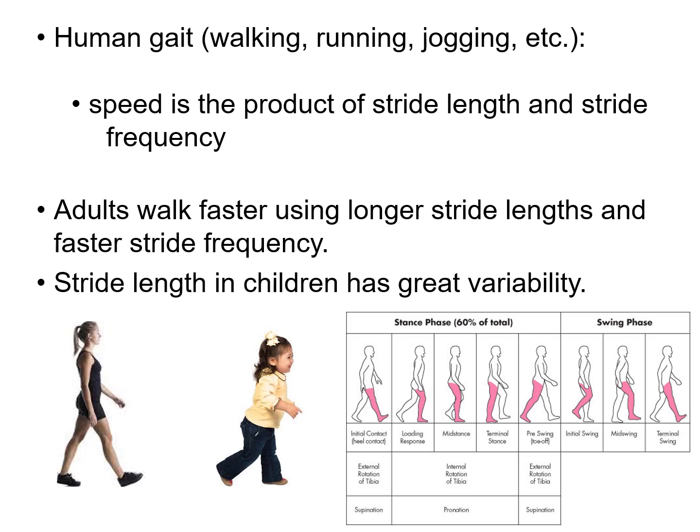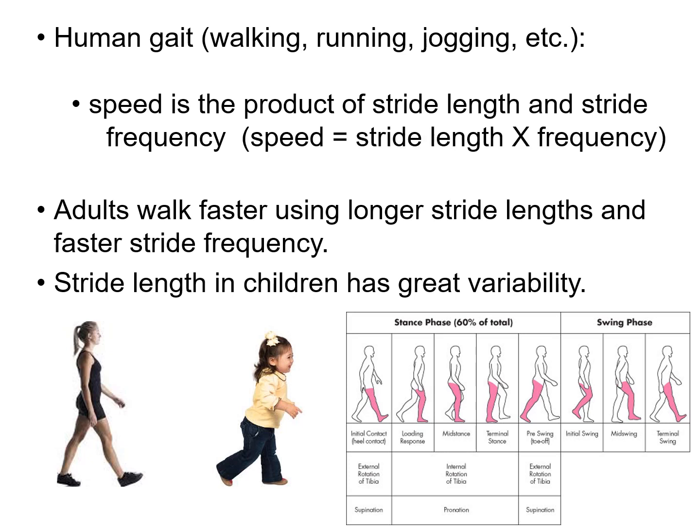Let's look at simply walking, running, jogging, human gait. Okay? Speed is a byproduct of stride length and stride frequency. So speed is stride length times stride frequency. Adults generally, almost always, walk faster using longer stride lengths and a faster stride frequency, while stride length in children has a greater variability. This is our gait cycle right here.